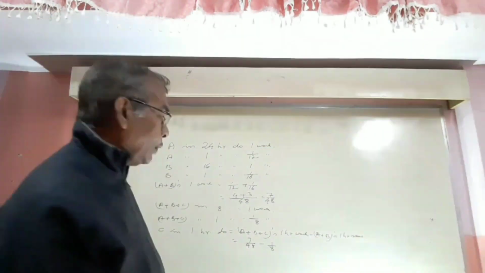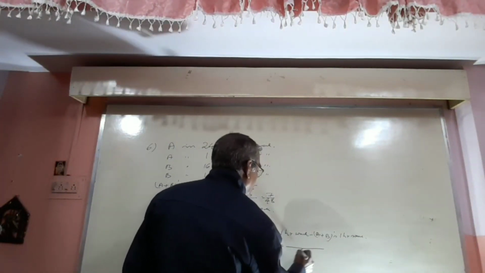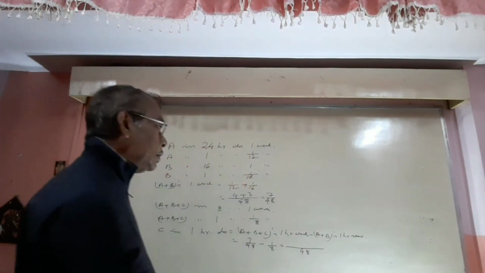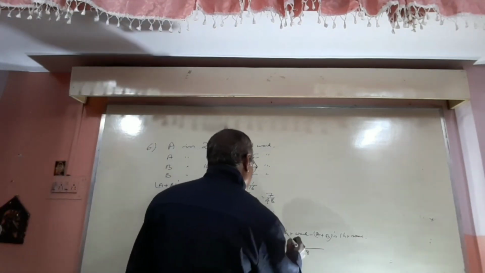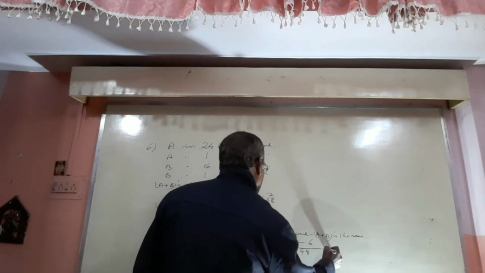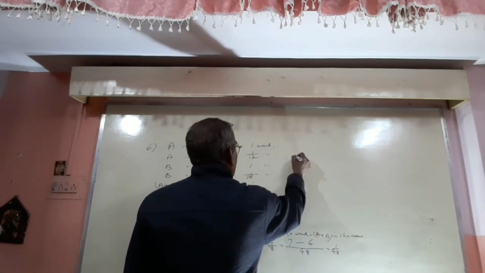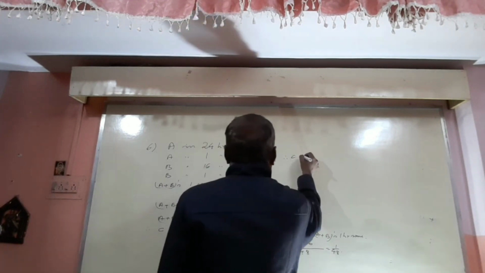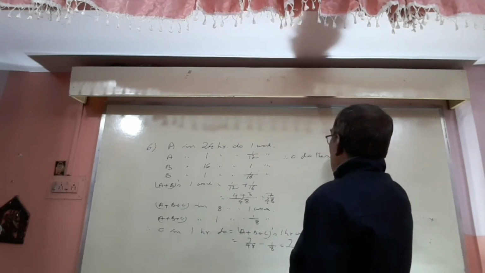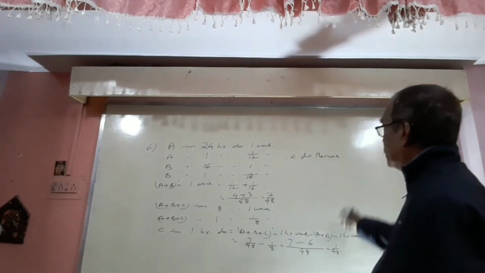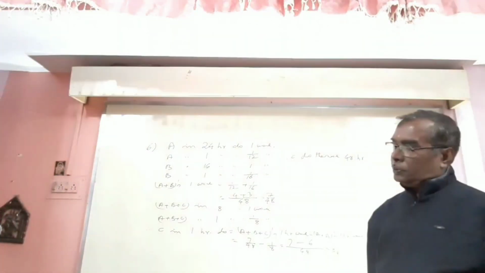Okay, now 48 is the LCM, which is equal to 7 minus 6, which is equal to 1 by 48. So therefore, C does the work in how many hours? The reciprocal of this, which is equal to 48 hours.